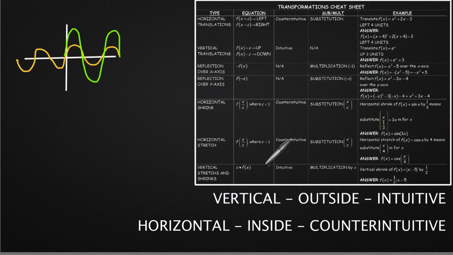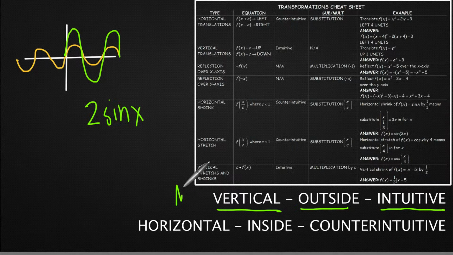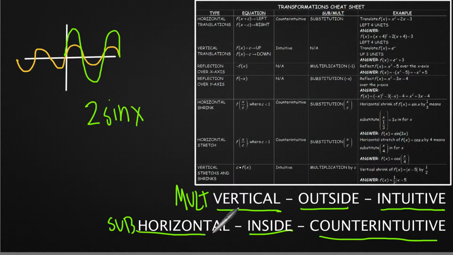Well, all we do is, because this is vertical movement, it's going to be intuitive. It's going to be what you think it is. It's going to be multiplication, not substitution. So if you want to stretch it vertically by 2, hey, multiply by 2 on the outside. So outside, intuitive, vertical, multiplication. Let me add that in there. Horizontal is going to be substitution, inside, counterintuitive. All these are the key words.